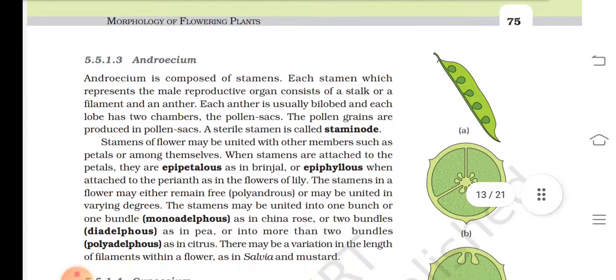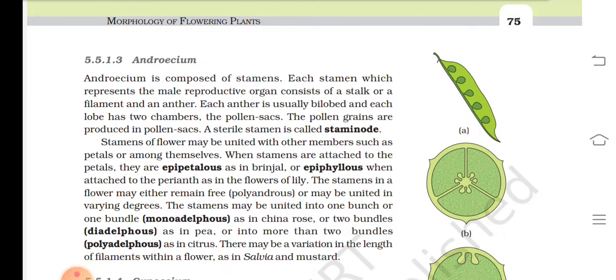5.51.3 Androecium. Androecium is composed of stamens. Each stamen, which represents the male reproductive organ, consists of a stalk or a filament and an anther. Each anther is usually bilobed, and each lobe has two chambers, the pollen sacs. The pollen grains are produced in pollen sacs. A sterile stamen is called staminode.